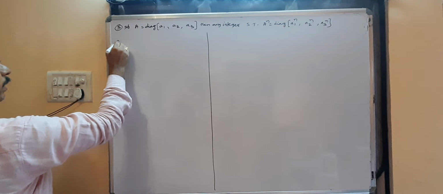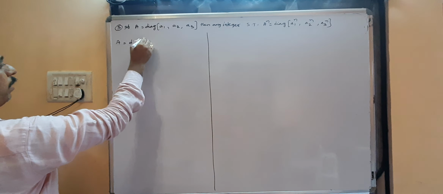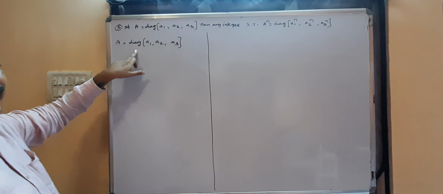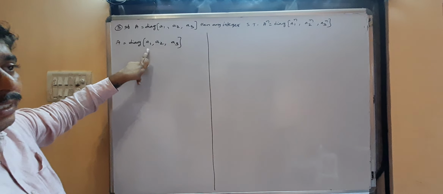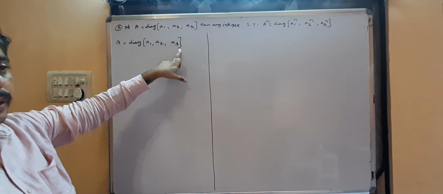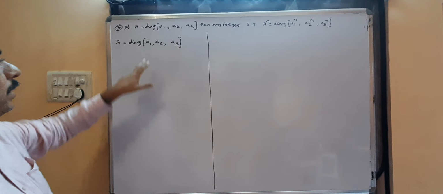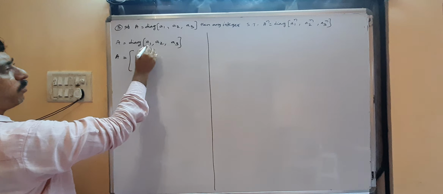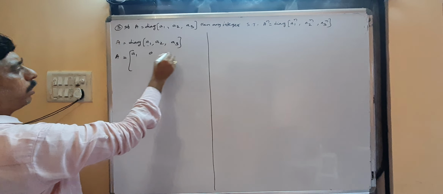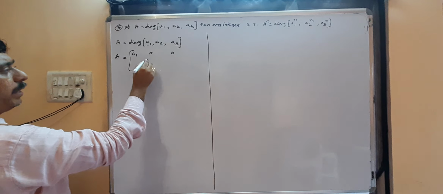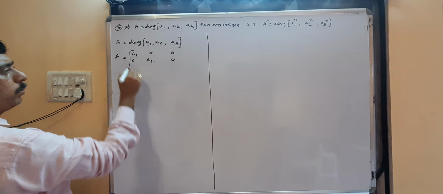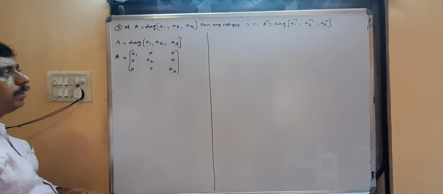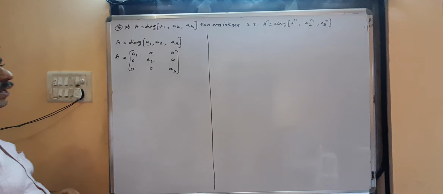What is A given? A is given as DIAG of a1, a2, a3. Here DIAG means diagonal elements. How many diagonal elements do you have? 3. So it is a 3 by 3 diagonal matrix. That is, A equals a1 in the first position, the remaining 2 are 0. The second element is a2, remaining both are 0. The third element is a3, remaining both are 0. This is the meaning of A, diagonal of a1, a2, a3.